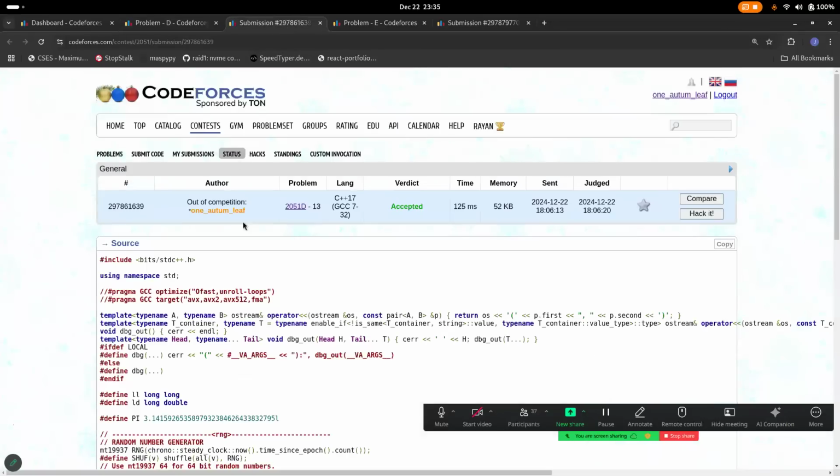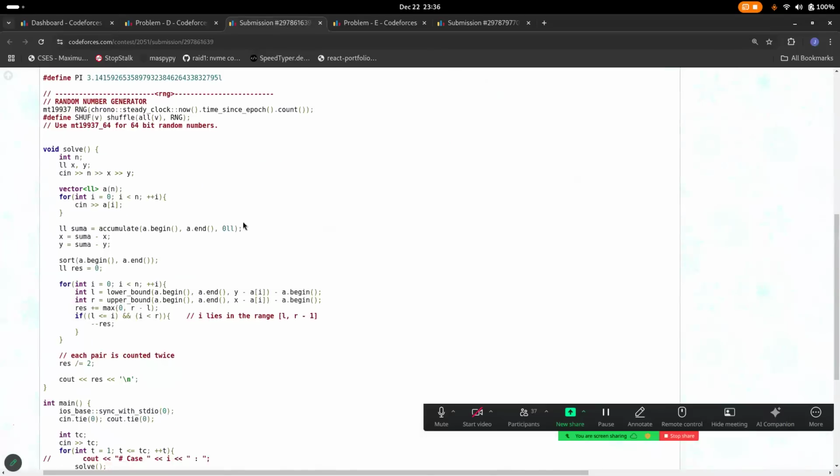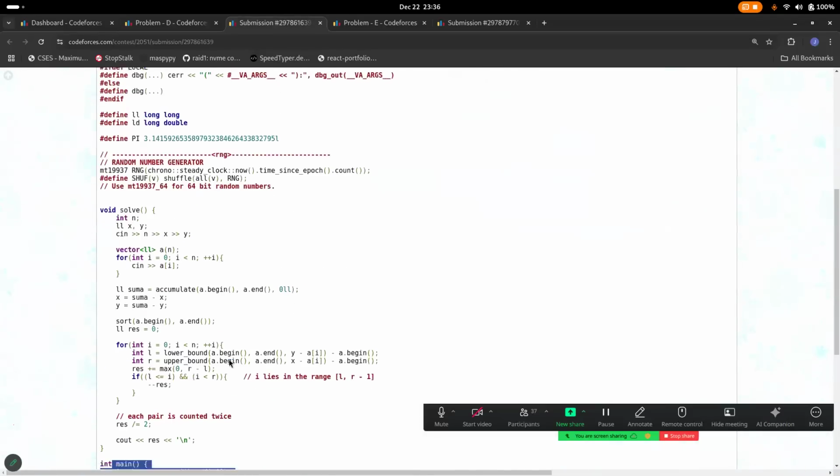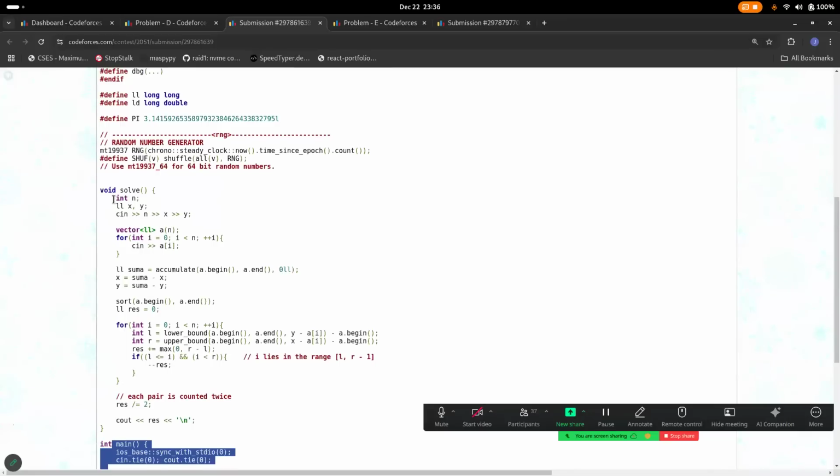Let's move to the code for this problem. We take the number of test cases and solve for each test case. First we take the input, n, the number of elements in our array, and x, y, the range that we want. Then we take all the elements in our array and calculate the sum of our array, that is sum a, the current sum. Then update x to x dash, that is sum a minus x, and y to y dash. And then we just sort our array.